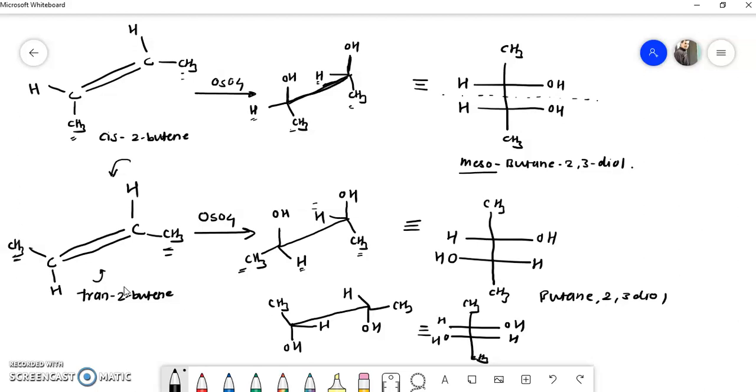So we get a mixture of plus-minus butane-2,3-diol if we use trans-2-butene, remember. So trans-2-butene always gives a mixture of equal amounts of plus-butane-2,3-diol and minus-butane-2,3-diol. So always remember that the trans isomer gives a mixture of D and L, so it is called a racemic mixture. So the cis isomer will give meso and the trans isomer will give a racemic mixture.